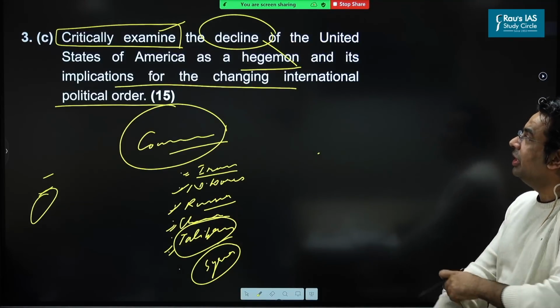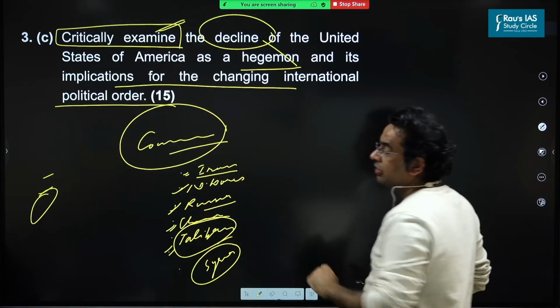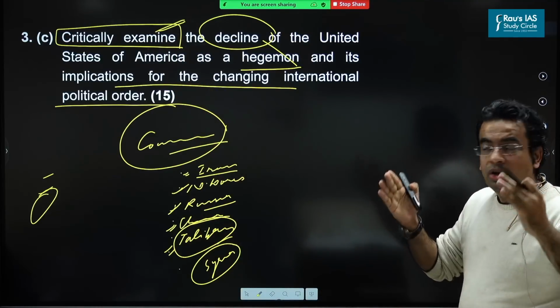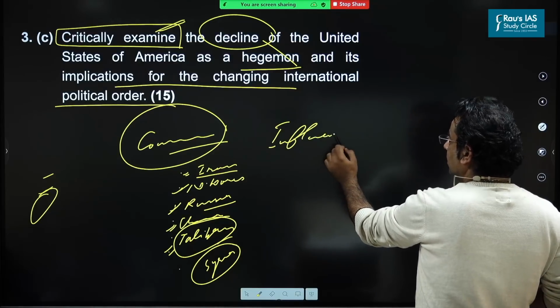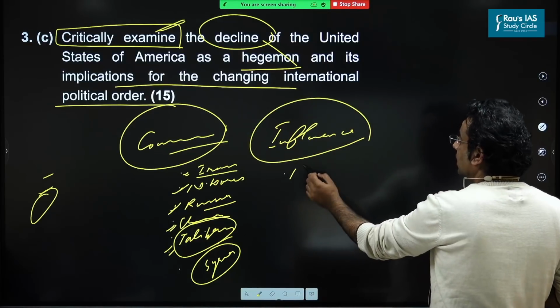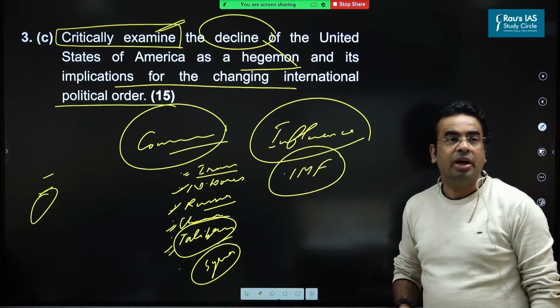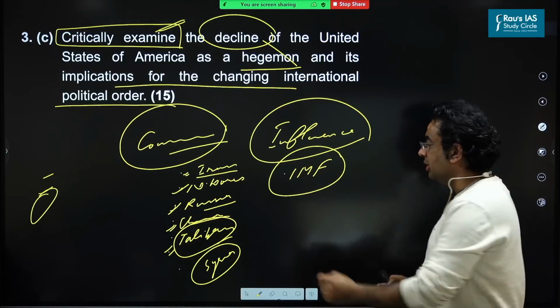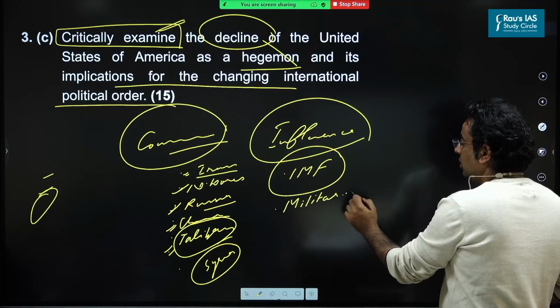Here the question is critically examine. So critically examine whether US hegemony has declined or US still commands a lot of influence in world politics. Yes, US still commands a lot of influence in world politics, seeing its voting rights in IMF. US is still one of the strongest military powers in the world.